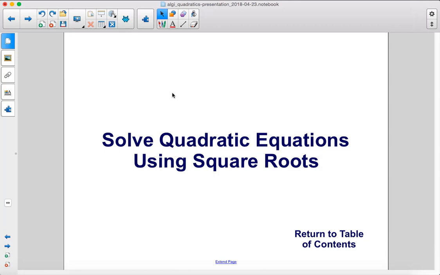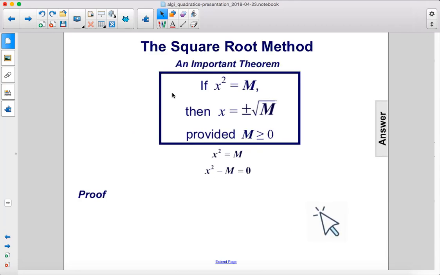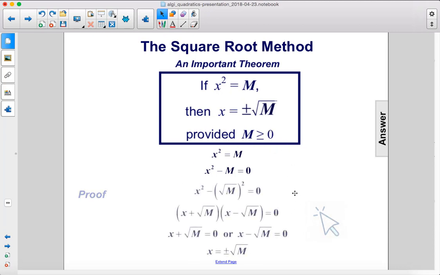Solve quadratic equations using square roots. Here's an important theorem. If x squared equals m, then x equals plus or minus square root of m, provided that m is greater than or equal to 0. Here's our proof that if x squared equals m, x equals positive or negative square root of m.